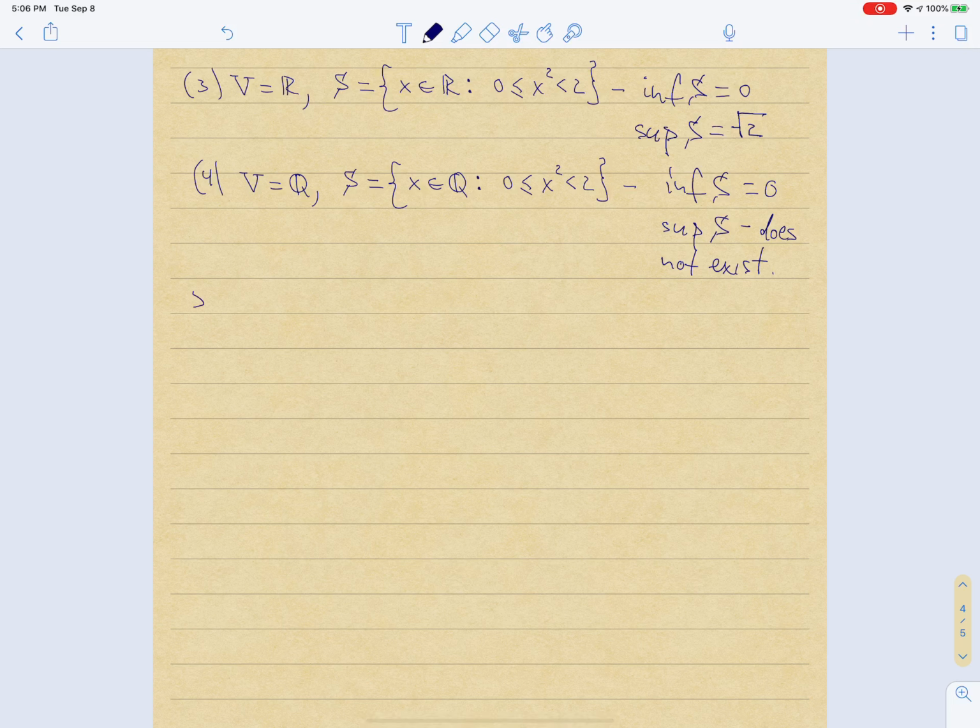So number 5: V is still Q, and S is the set of all natural numbers. So in this case, what is the infimum of S? Any number less than or equal to 1 is a lower bound. The greatest out of those is 1. 1 belongs to Q, it's a rational number. So the infimum is 1. And then the supremum of S, well, there are no upper bounds here at all. So the least upper bound does not exist.